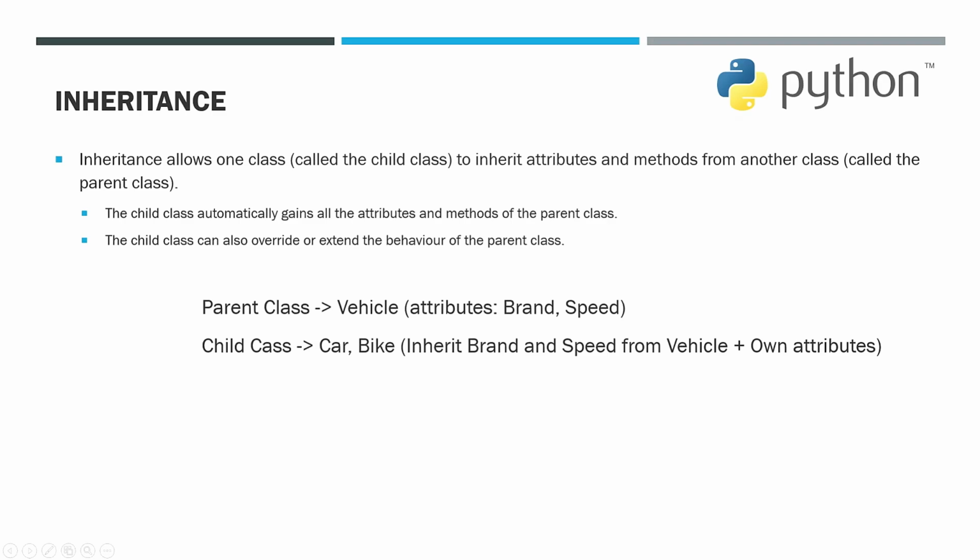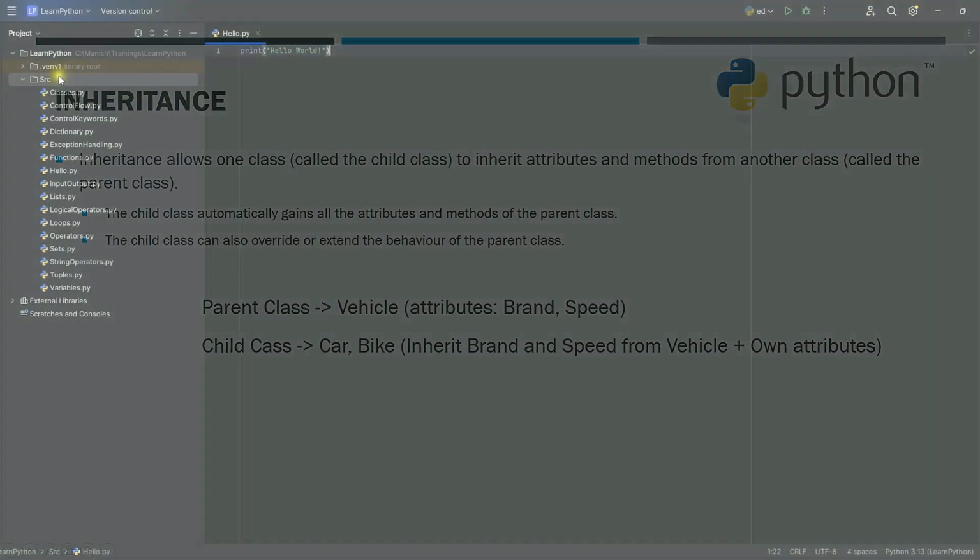Imagine a class Vehicle as the parent class. A car and a bike are specific types of vehicles, or child classes. Instead of writing the same features like brand and speed separately for car and bike, we define them once in the Vehicle class. Car and bike inherit these properties and can add more specific features of their own. Let's see this in an example code.